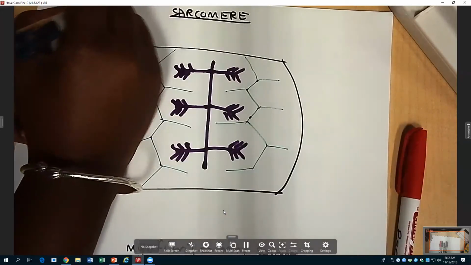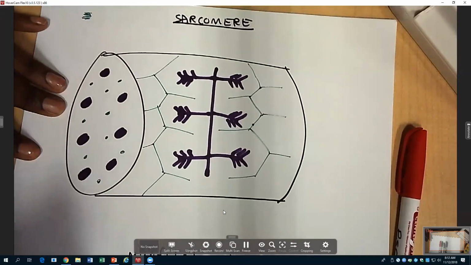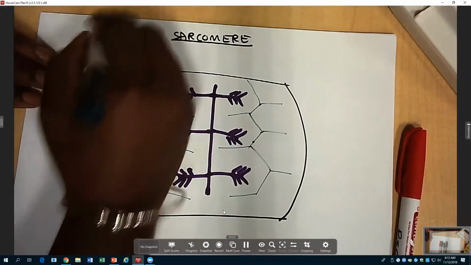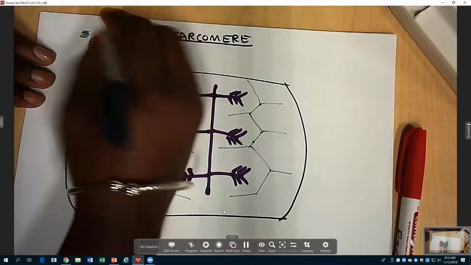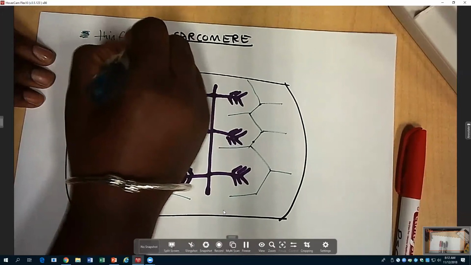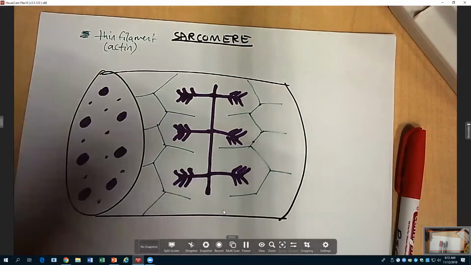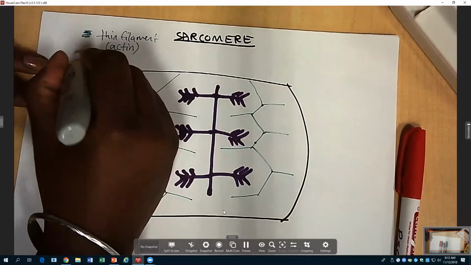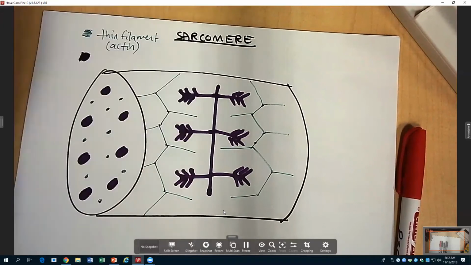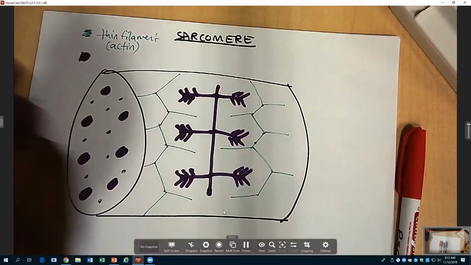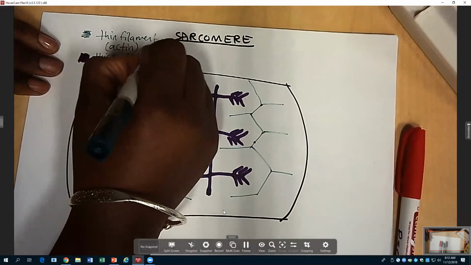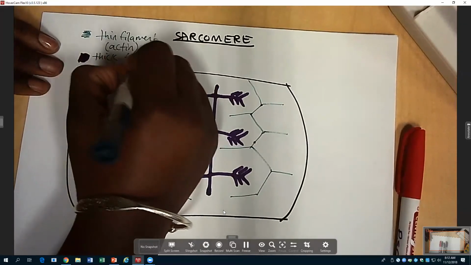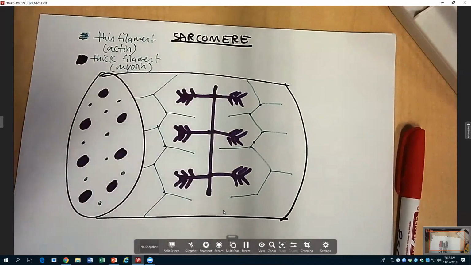So I'll just label this here. This is your thin filament, and this thin filament is made of actin. Okay. Your thick filament is made of myosin. All right.